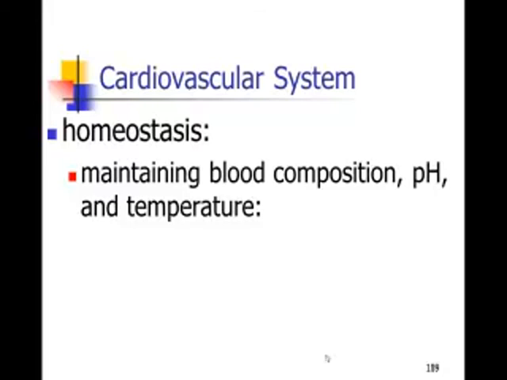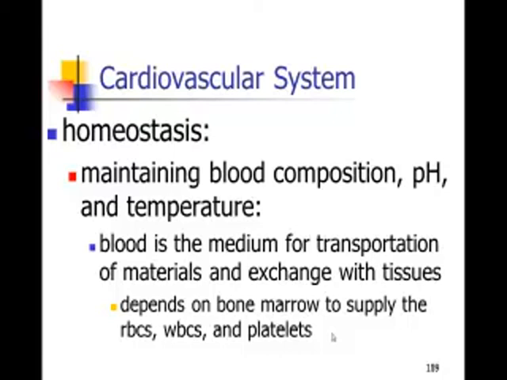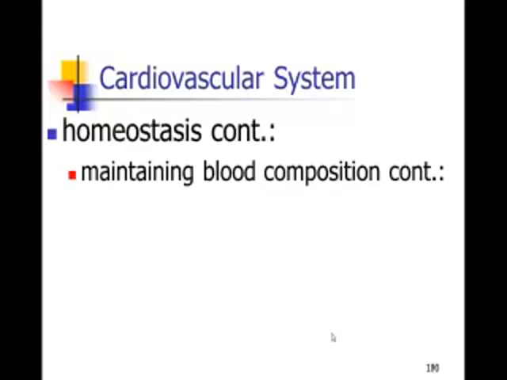So in terms of homeostasis, there are a bunch of things we need to do. Homeostasis is going to help maintain the composition of the blood, the pH, and the temperature. I mentioned that the important part of blood is a transportation system. We transport materials throughout the body and have exchange with the tissues. And the blood is going to depend on a number of organs within the body to help. Bone marrow is going to supply red blood cells, white blood cells, and platelets. We talked about that back when we talked about bones.